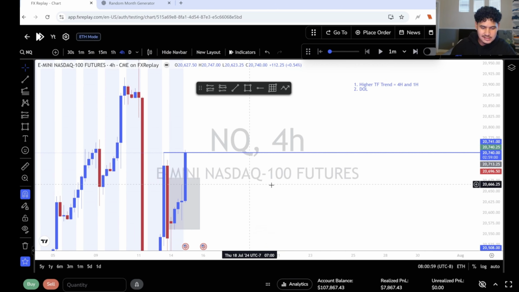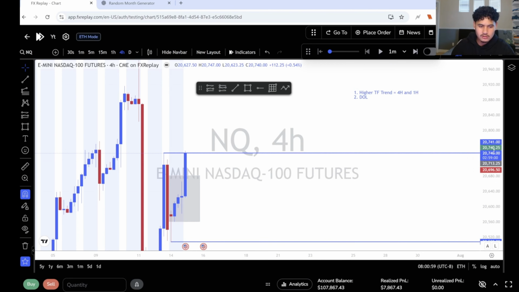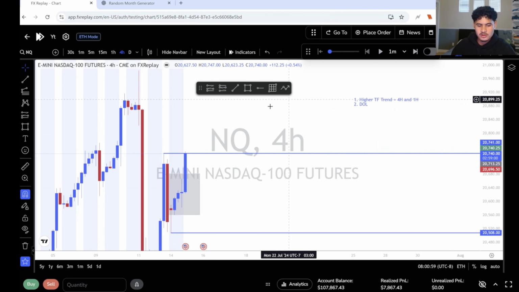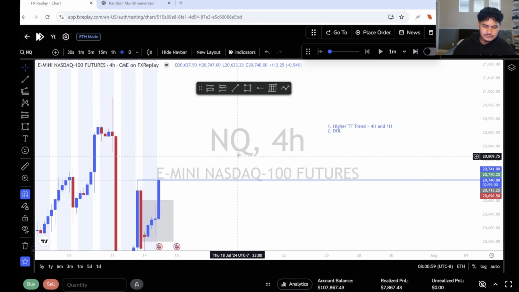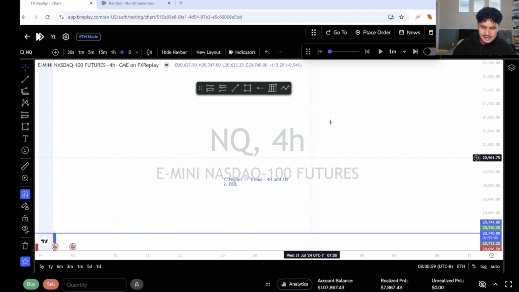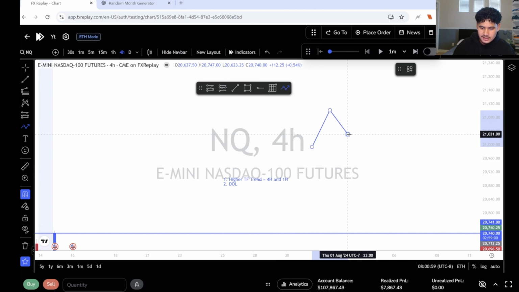And for draws on liquidity, I look at the higher time frames. I don't look at the 1, 5, or 15-minute for draws on liquidity. I look at the 4 hour and the 1 hour. And when price is making higher highs and higher lows like this, if we're rebalanced already, then I look to target this high right here.